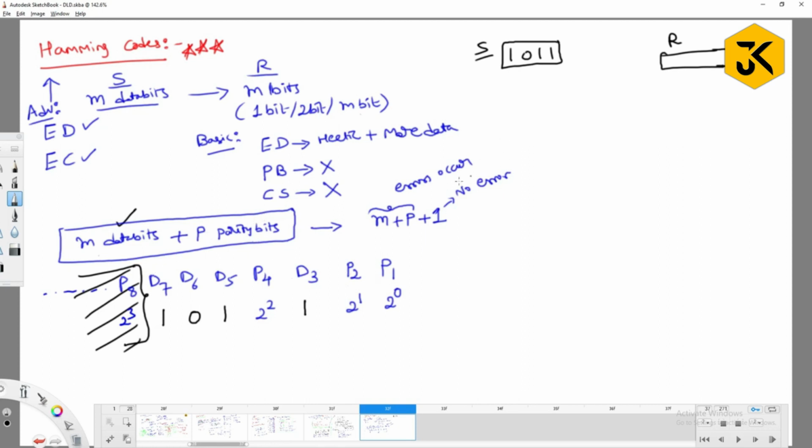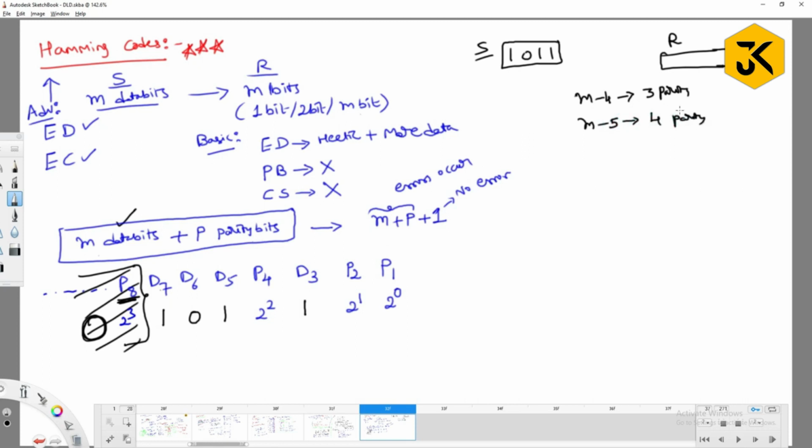Try to think. If I am going to have 5 data bits, how many parity bits are required? Here I have to accommodate, and if I am going to accommodate, one more parity bit is compulsorily required. So if I am going to have 4 message bits, you require 3 parity bits. If I am going to have 5 message bits, you compulsorily require 4 parity bits.